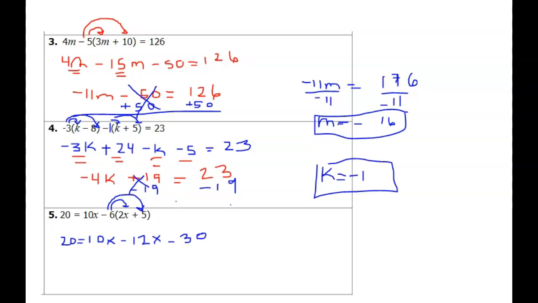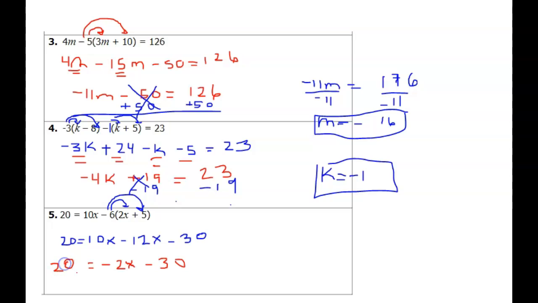I got to combine like terms, so I need to subtract the 10x minus the 12x. 10x minus 12x, that's going to give me negative 2x. Guys, remember, think about money when you're doing your negatives. I got $10, but I want to buy something for $12, okay? I'm missing out on $2. I need $2 extra. So think about money, okay? So I got negative 2x minus 30, and it equals 20.